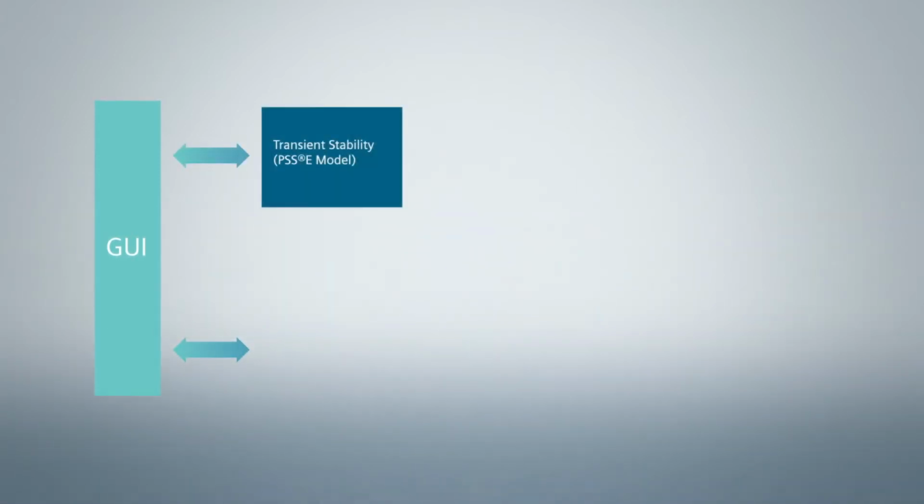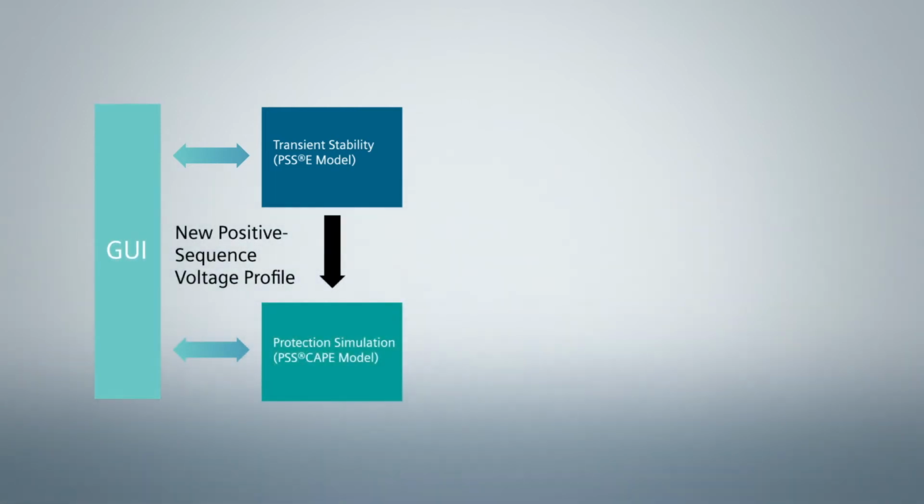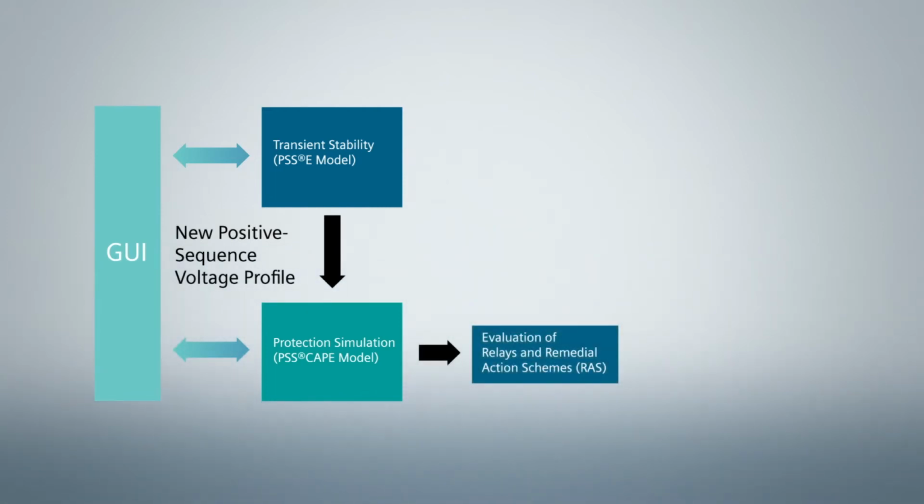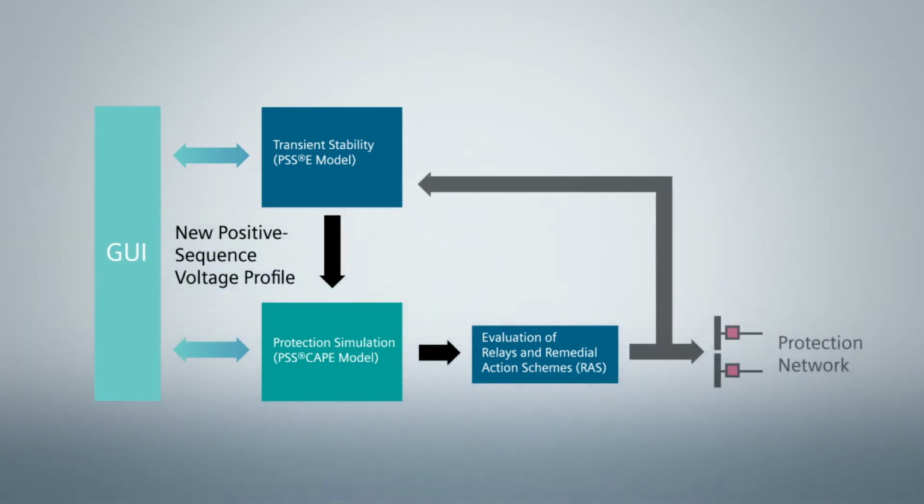After the simulation starts, at each time step, PSSE solves the current network operating condition with its transient stability calculation engine. Then, the positive sequence solution is transferred to PSS CAPE. PSS CAPE interprets the PSSE solution and feeds it into the highly detailed relay models. The protective relays and the remedial action schemes are evaluated.